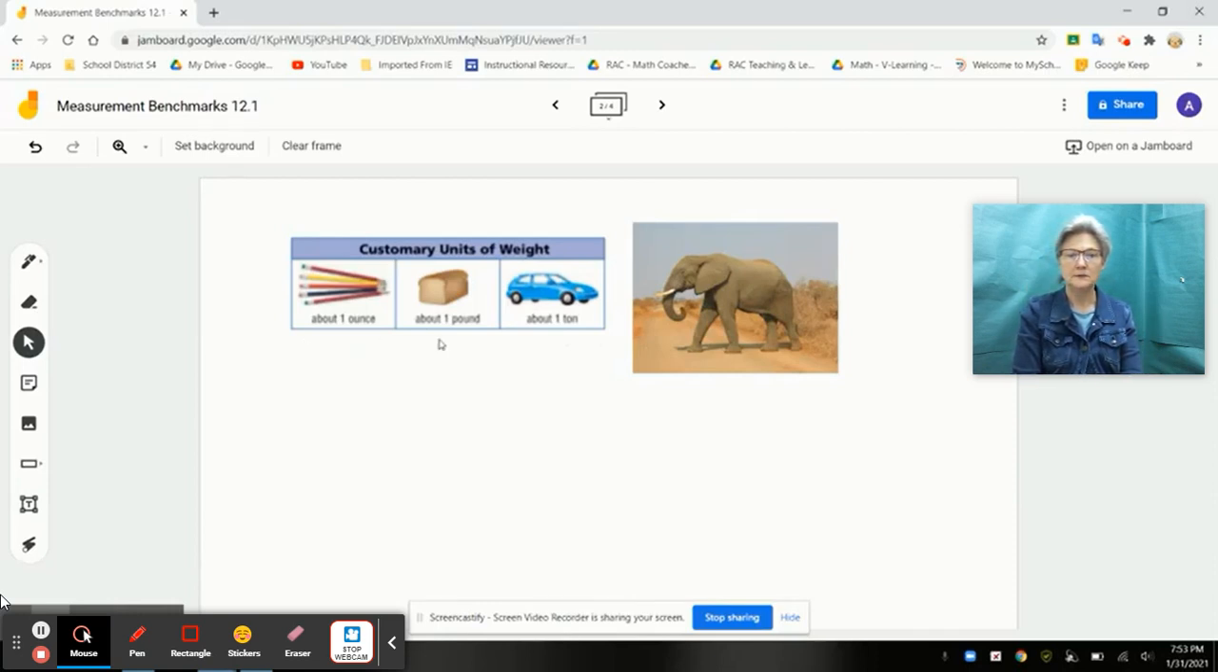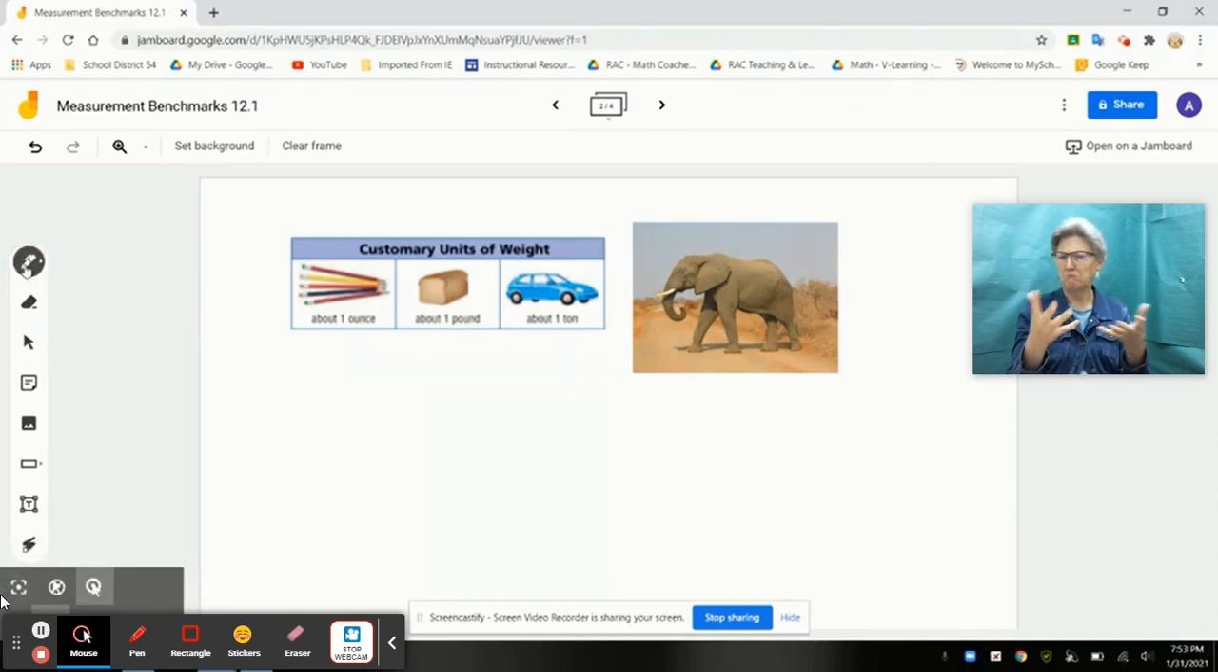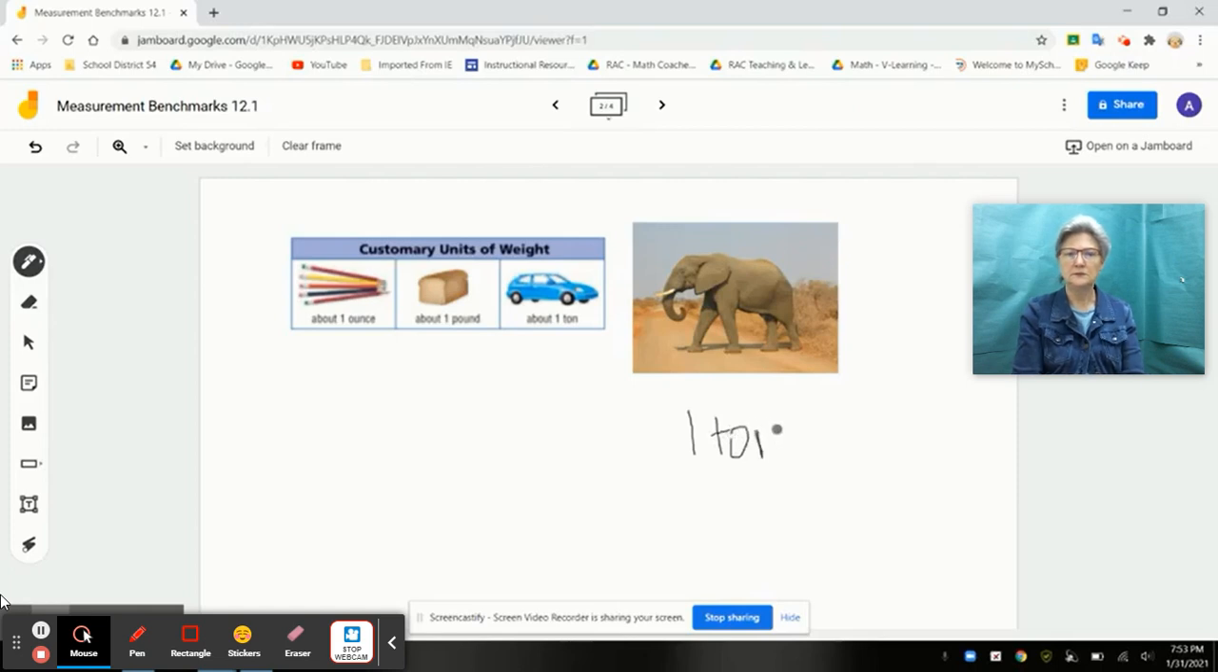About 1 ounce, pounds, ton, what do you think? If you said about 1 ton, I would 100% agree with you. Great job using those different benchmark numbers to figure out the weight.